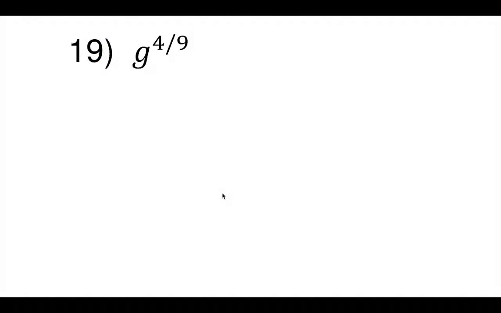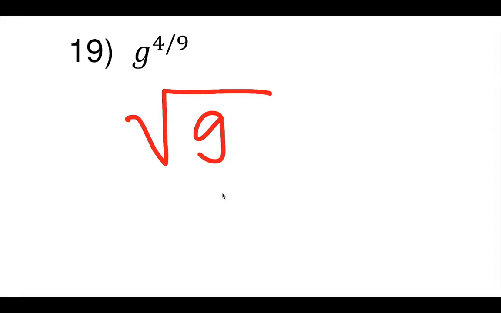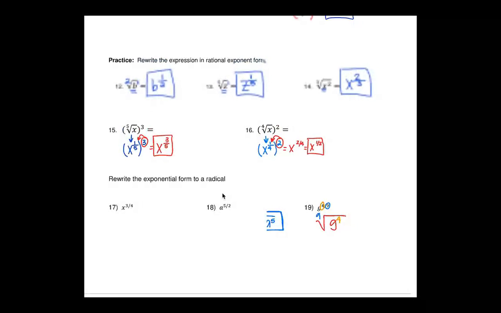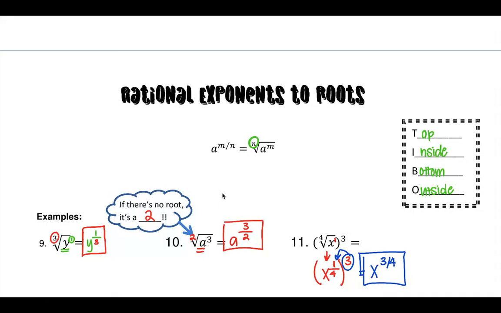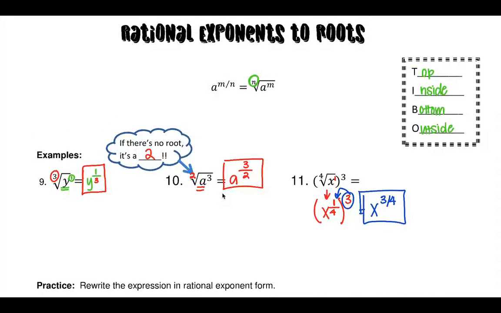Okay, again, I'm going to have my square root, or my root, G, top in, so 4 goes in, and then bottom number 9 is out. And ta-da! Y'all, that's it. That's all there is to it. So just changing from rational exponents to roots, that's all there is.